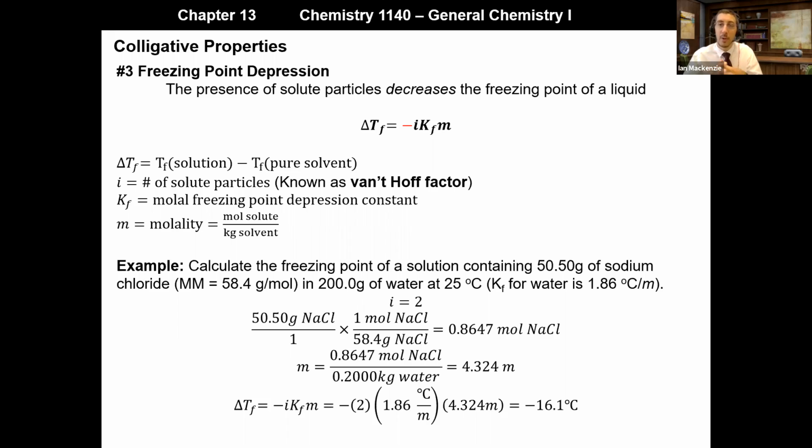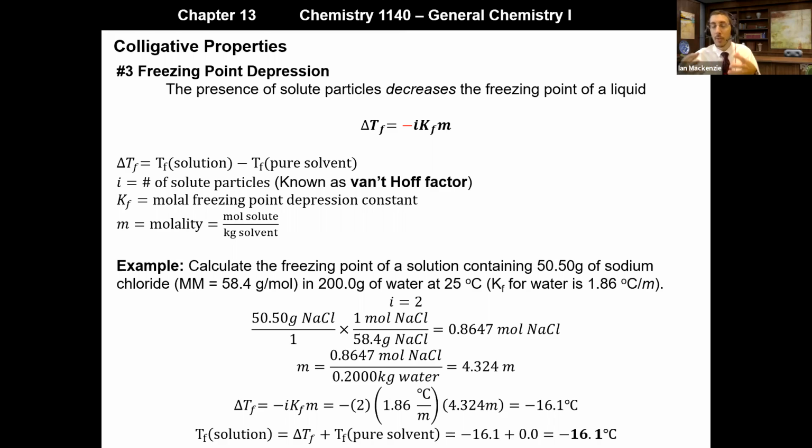So with this value in mind, we're asked for the freezing point. So just like the last time, we need to rearrange the delta TF equation to solve for the TF of solution. That's delta TF plus TF of the pure solvent. So negative 16.1 plus 0 gives us a freezing point now of negative 16.1 degrees Celsius.